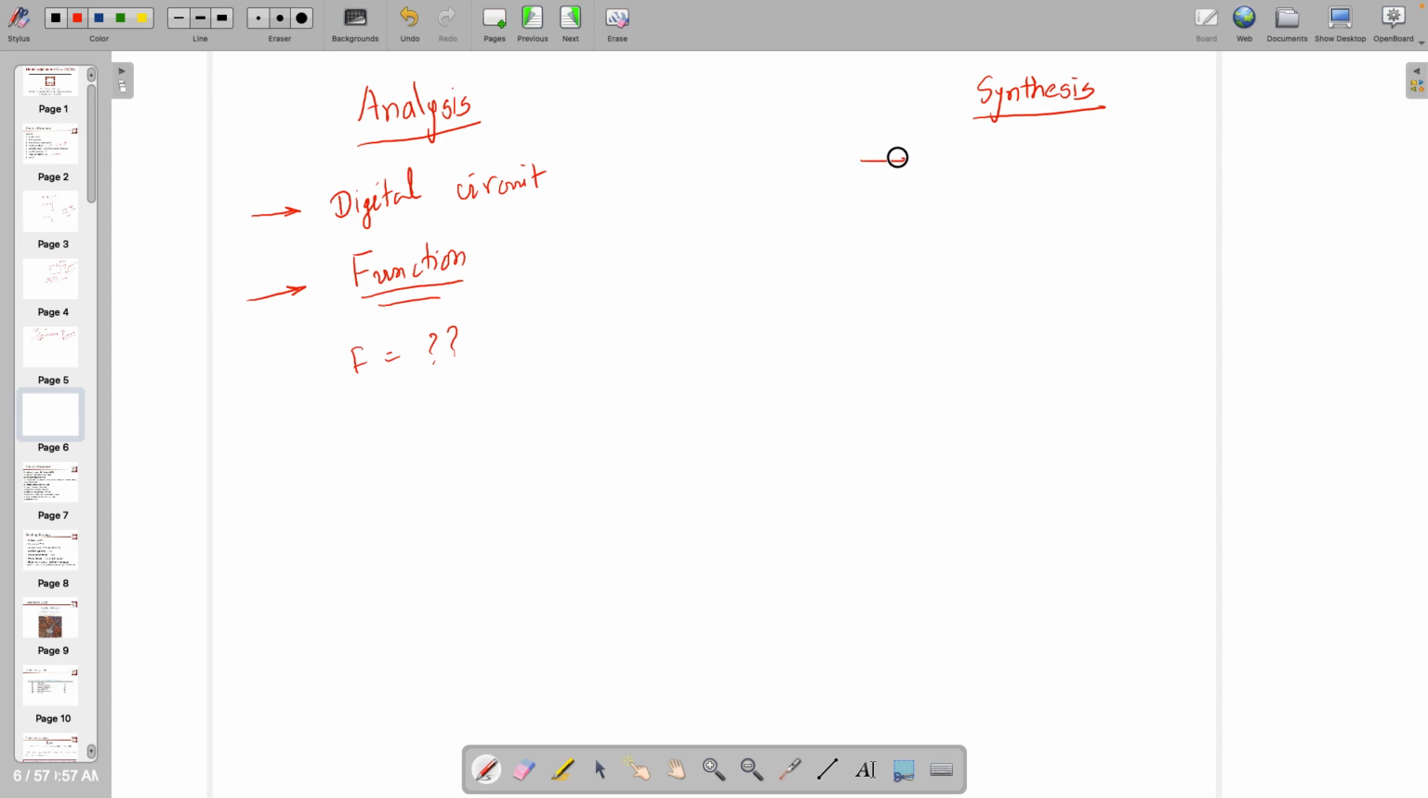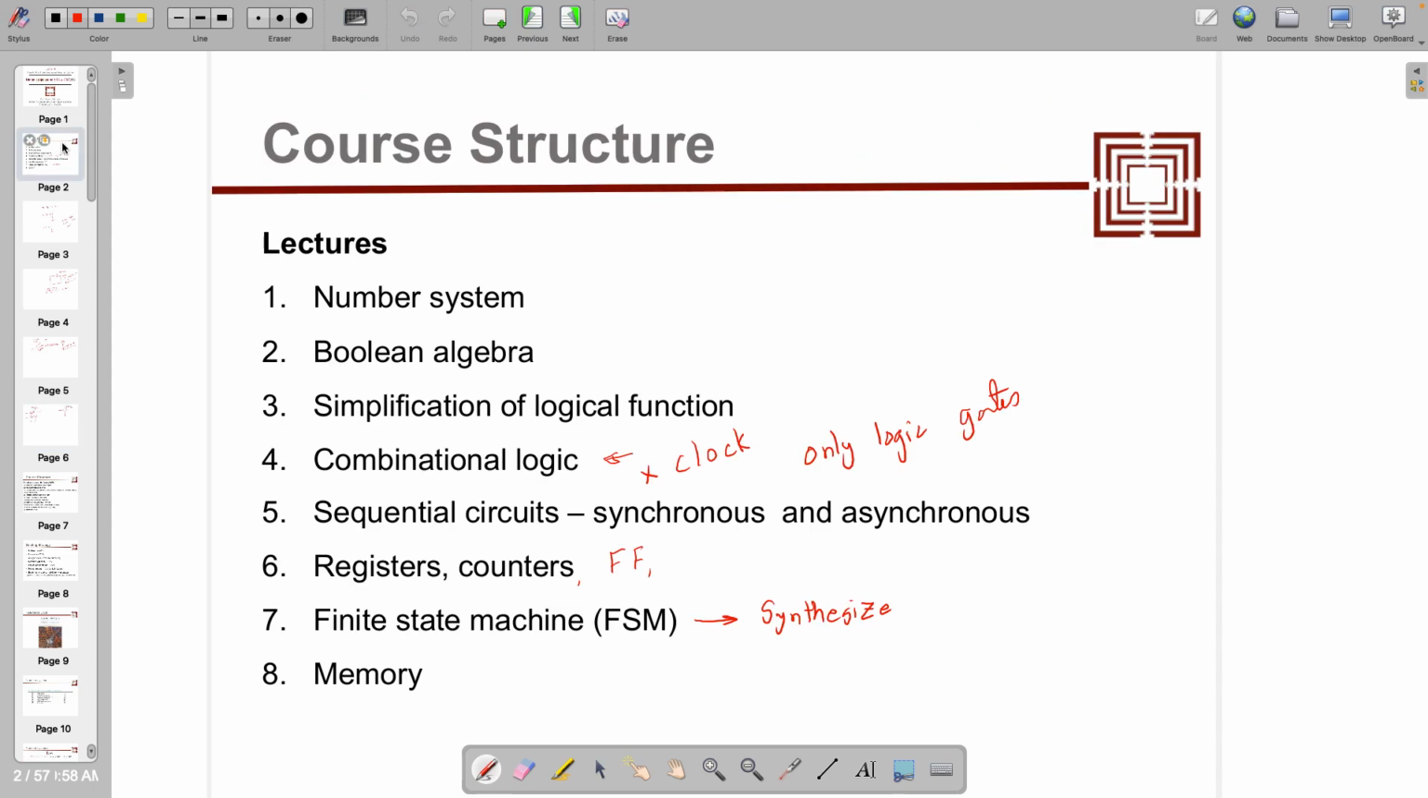In synthesis, you know the function, but you need to find out the digital circuit. Let's assume you want to design a digital circuit behind an elevator system, where there are various floors, and some switches outside the lift, and a number of floors. You can design it, or synthesize that circuit, using a finite state machine. So this is one way to synthesize it.